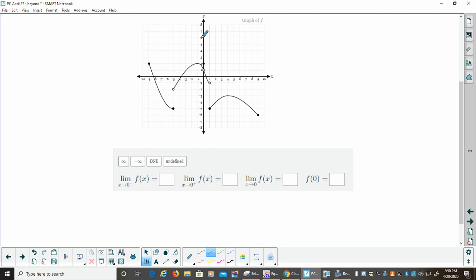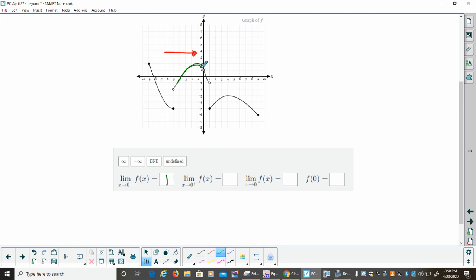As x goes to 0 from the left, your x value is 0, which is right here. So you're approaching from the left. Your y values, as you move at it from the left, are going to be increasing up here and then coming down and getting closer and closer to the value of 1. So your limit from the left is going to be 1. It doesn't matter that the point has been removed and placed up here.